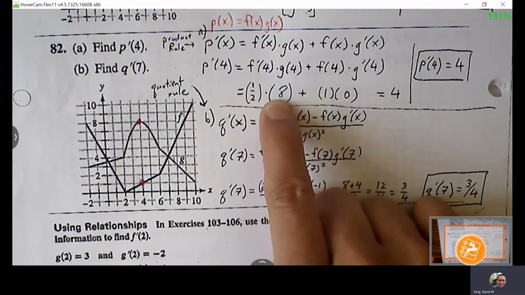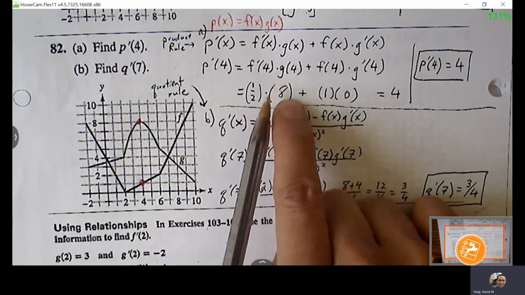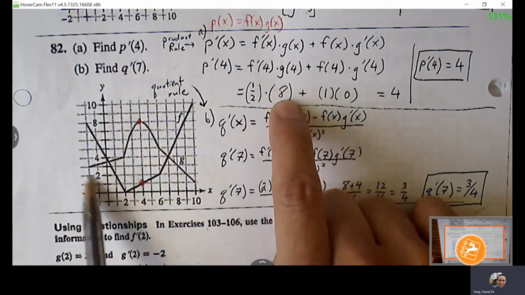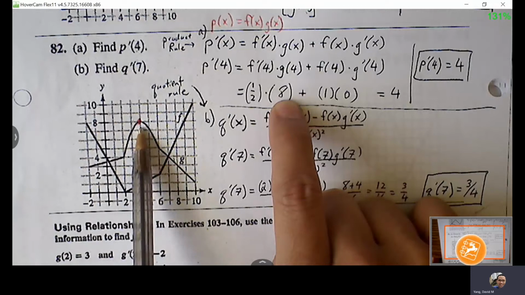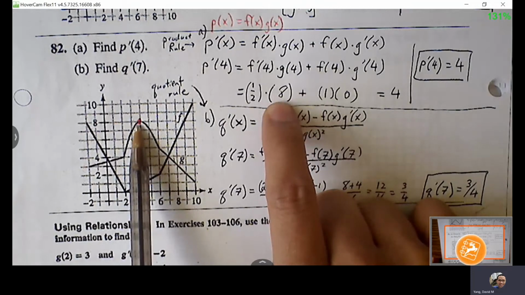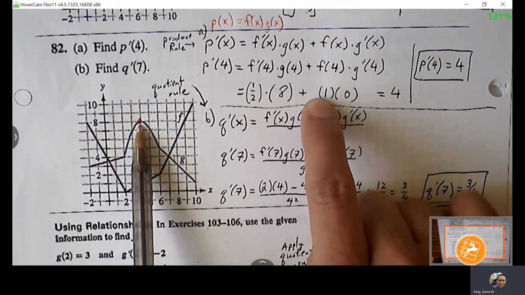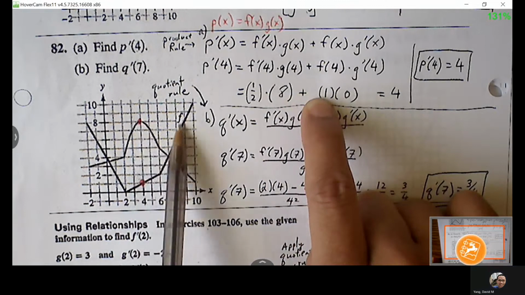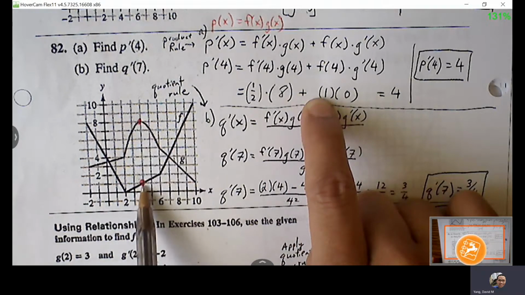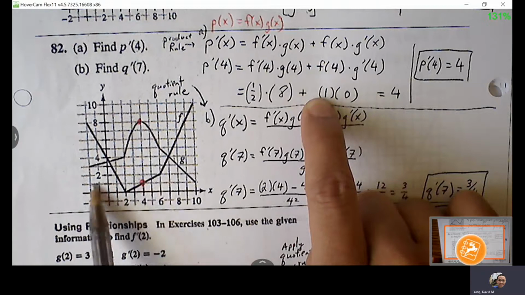Okay, next up, G of 4. G of 4 is asking for the physical y value of the G graph at 4. So if I look, the G graph at 4 is all the way up at 8. So there's my y value. That's my G of 4. Plus f of 4, back down to the f function. I just need to find the y value, which is 1.